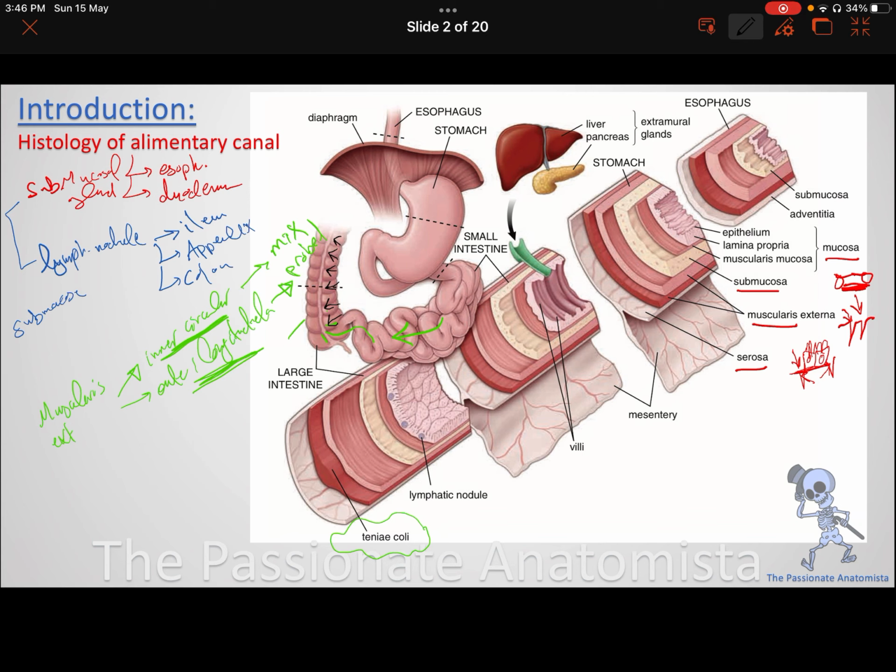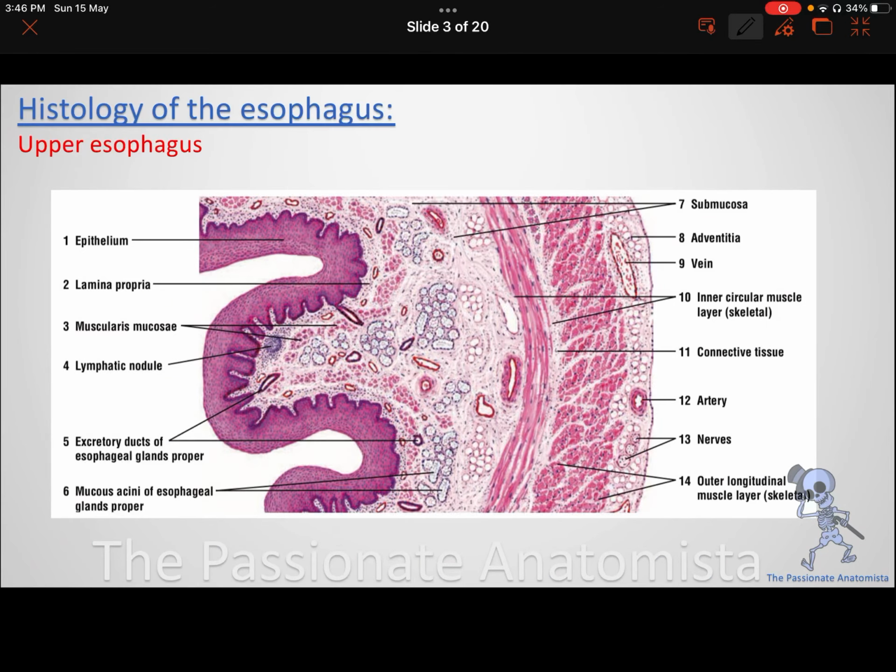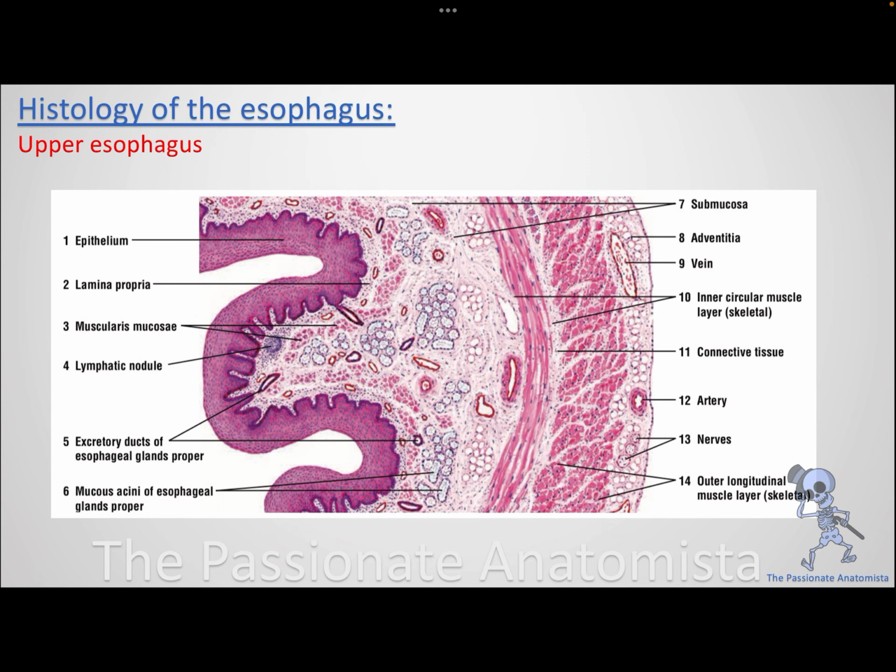We're going to move on and talk about the histology in detail now, starting with the esophagus. But I'm going to stop the video here and do another video because now you have a general idea about what we're going to see. And now we want to start another video and talk about the histology of the esophagus and proceed to the next part. So see you guys in the next video.